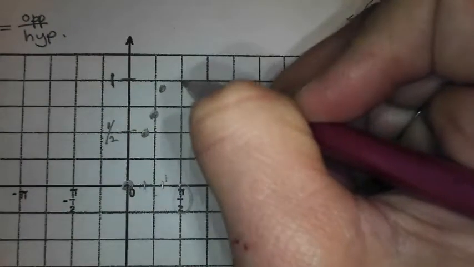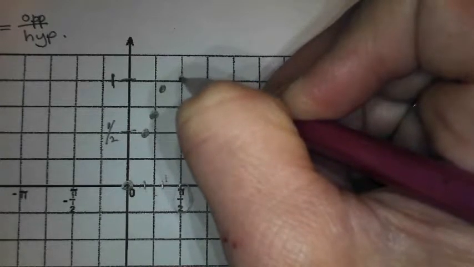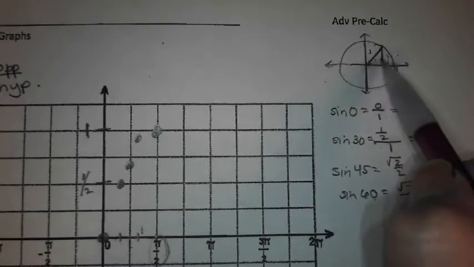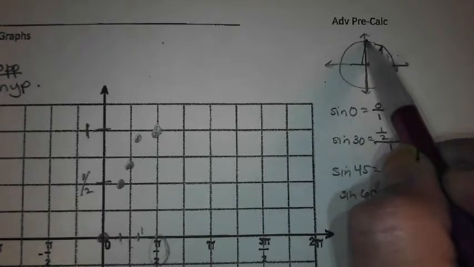And then, of course, pi over 2 is 1. And that's because our terminal ray has gotten to the top of the unit circle. So our opposite side is technically 1 over the hypotenuse is still 1, so we get a value of 1.